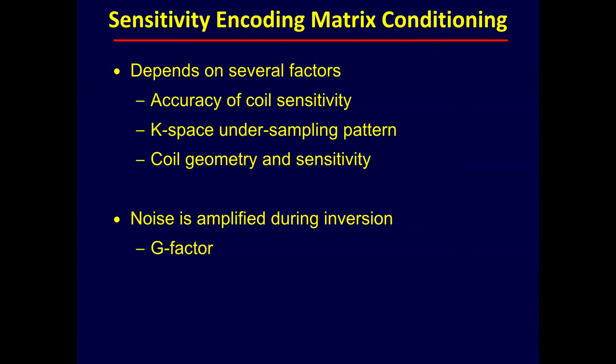So the sensitivity encoding matrix condition is basically related to the G factor, okay? That matrix has its own condition that depends on your coil sensitivity, on your k-space undersampling pattern, on your coil geometry and sensitivity, all these things.